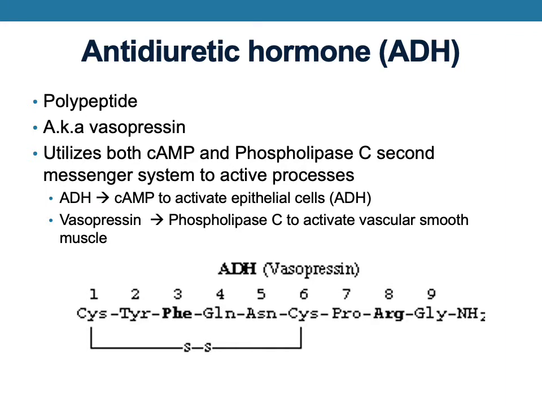Antidiuretic hormone uses the cyclic AMP second messenger system to activate epithelial cells of the kidney, and vasopressin uses the phospholipase C second messenger system to activate vascular smooth muscle.